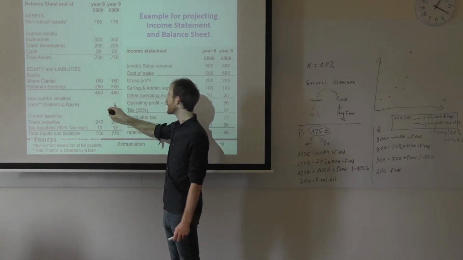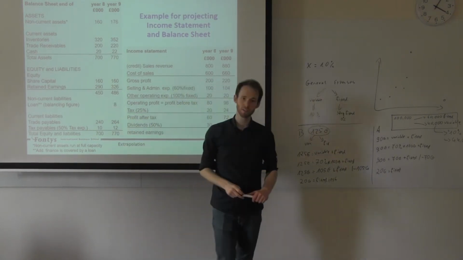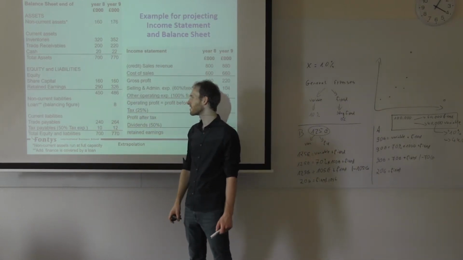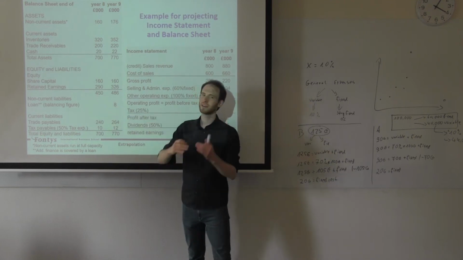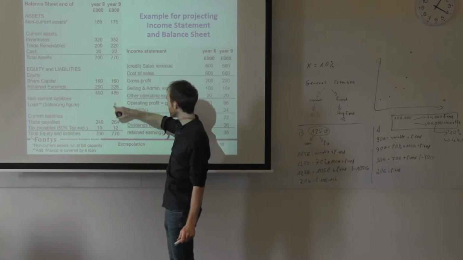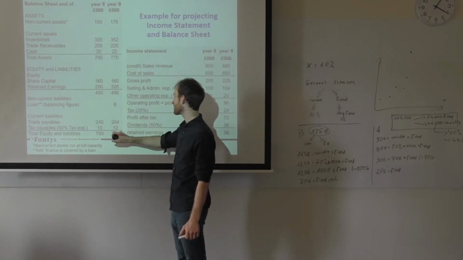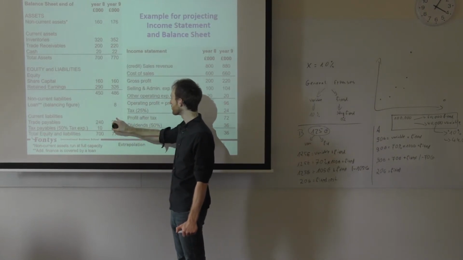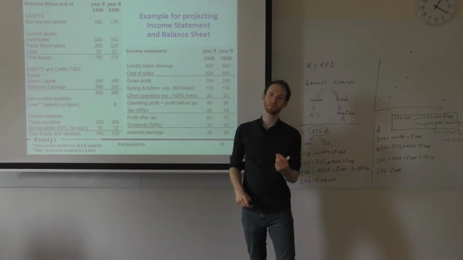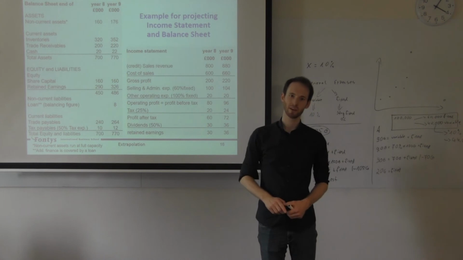Basically, if we get a loan of 8,000, this plus this plus this plus this is 770,000. So this is simply the balancing figure, the plug figure. So you see this plus this plus this actually gives us 762. So we need 8,000 to balance this out. That's the way we have to use the discretionary financing.